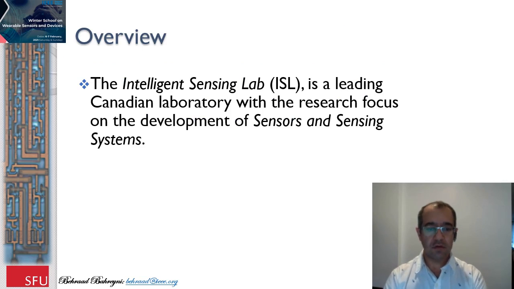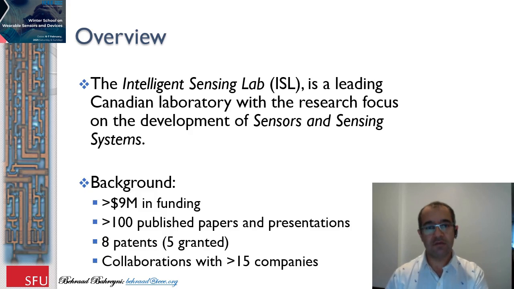So at SFU, I manage a research lab named the Intelligent Sensing Laboratory that I founded when I joined SFU in 2008. Our research focus is the development of sensors and sensing systems, and we cover every aspect that is related to sensing from material side all the way to signal processing. We have been fortunate enough to raise over $9 million of funding over the past decade, and the results of our research have been published in more than 100 papers in various journals and conferences. Most of the work that we do is in collaboration with companies and government organizations with practical applications in mind.